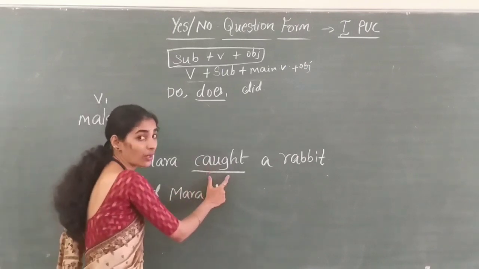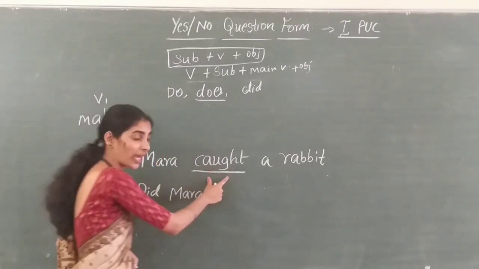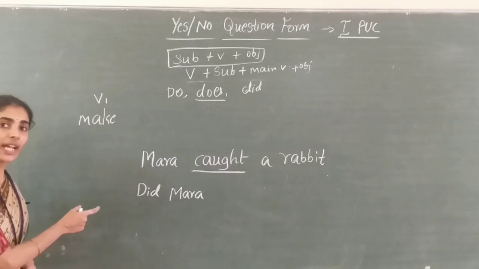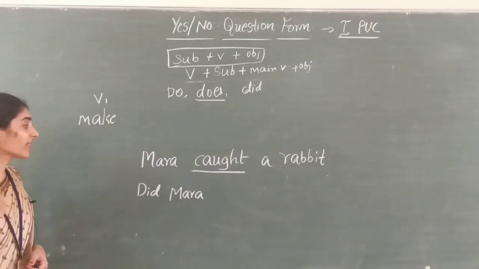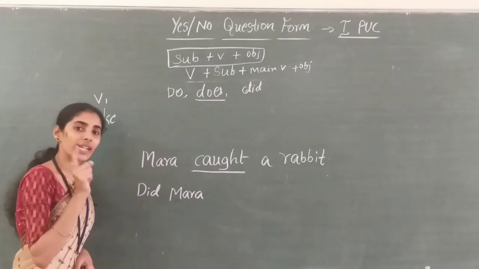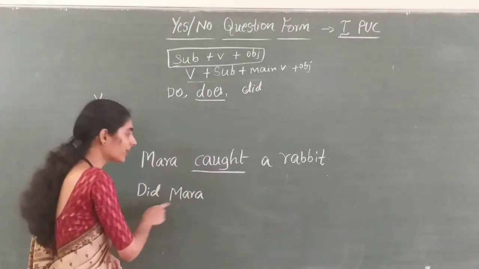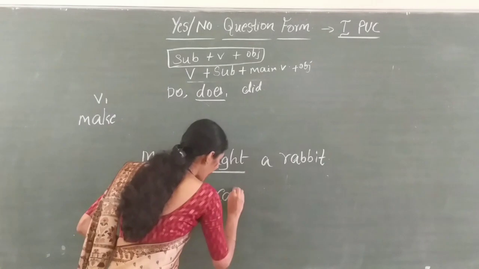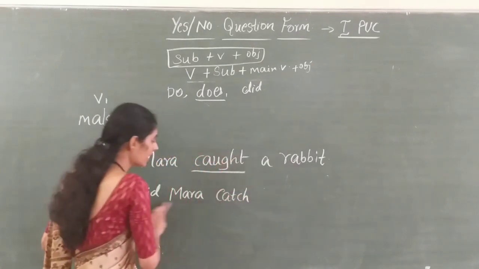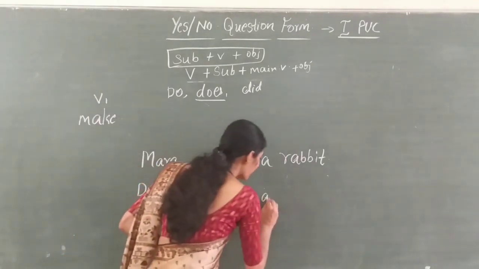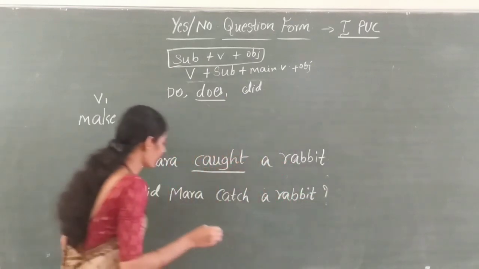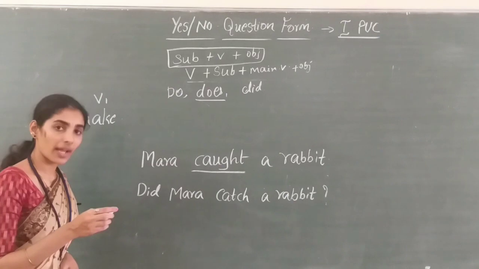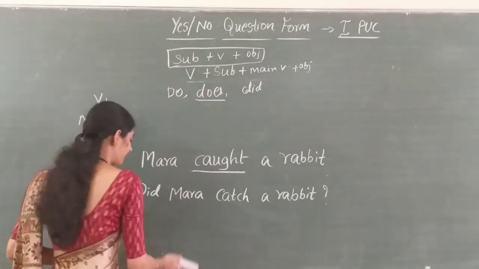So now, did Mara. Now again you cannot write caught. Why? Because you have already written did. So it becomes Mara, which is the V1 or present form of caught, that is catch. So it becomes did Mara catch a rabbit? Did Mara catch a rabbit? Question mark.